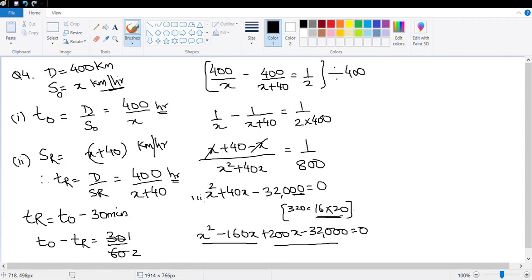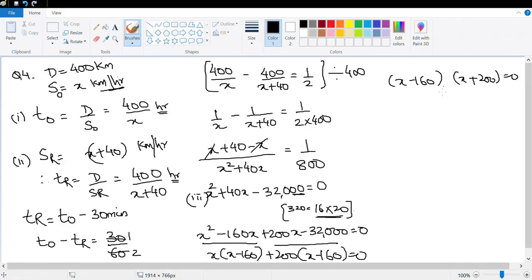So this is one part of the answer. You can highlight whatever your answers are. So x times x minus 160 plus 200 times x minus 160 is equal to 0. X minus 160, x plus 200 is equal to 0, which means x is equal to 160 or x is equal to negative 200. Now x is speed.